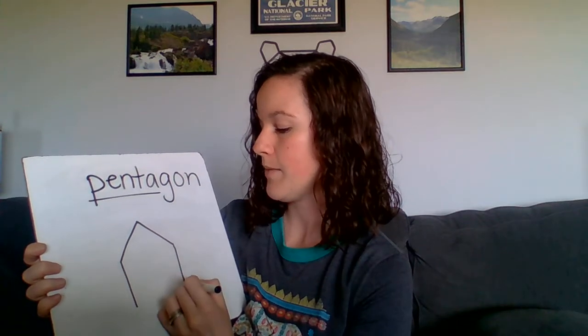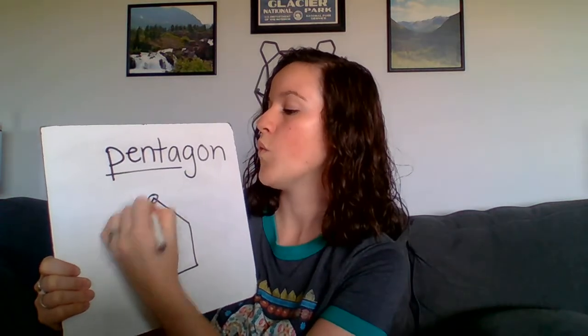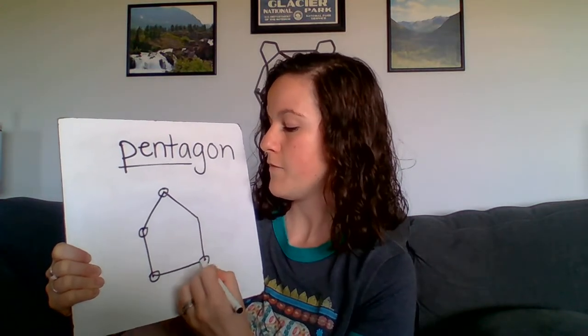The next shape that we are going to talk about is called a pentagon. Now, penta is another cool word because penta means 5, okay? So pentagon, when I draw my pentagon, it kind of looks like a house. So I'm going to make the top of my house, I'm going to make the sides of my house, and I'm going to make the bottom of my house. Now let's count our vertices and let's count our sides. 1, 2, 3, 4, 5. 1, 2, 3, 4, 5.